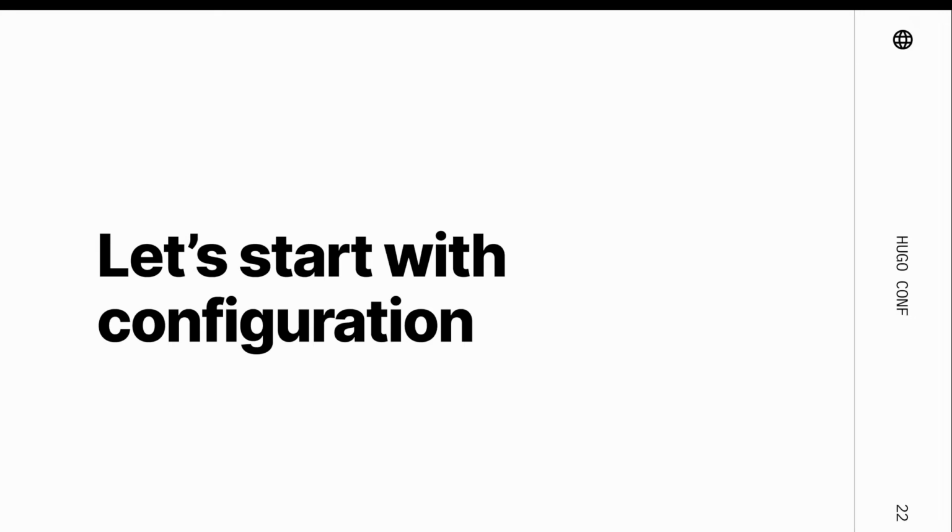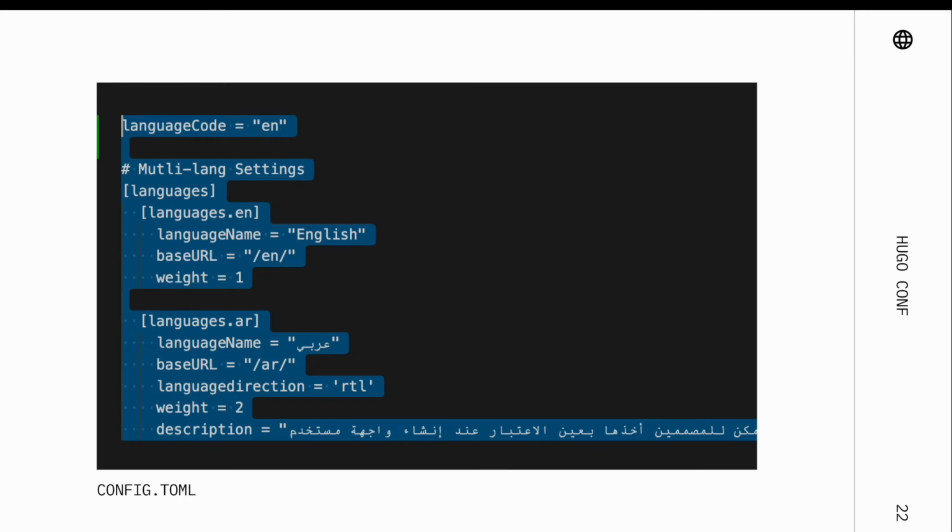The first step is configuring your website to support multiple languages. Now, Hugo enables you to define each language that you intend to support via the global config file. Now, this is the config.toml file. And you'll first need to set your default language followed by settings for each individual language. So here you see I have language code equals EN, that's my default. And then I can do language specific settings after that.